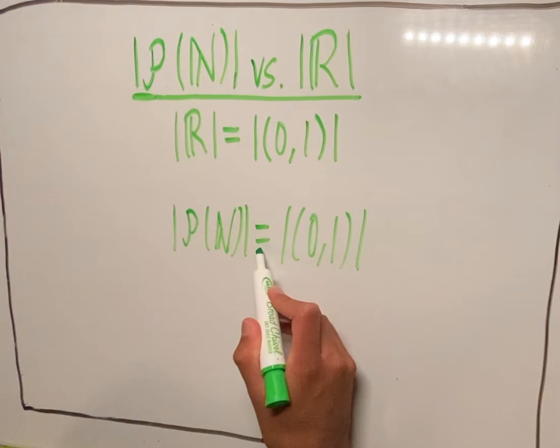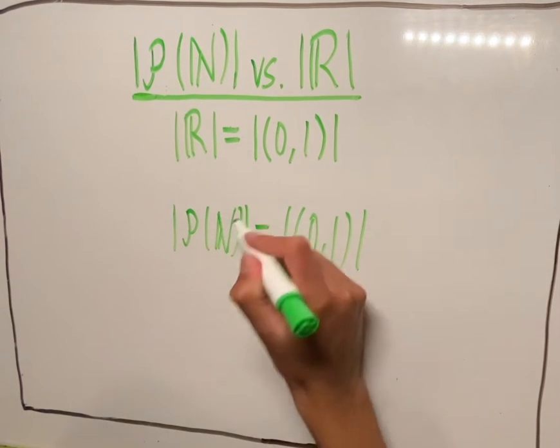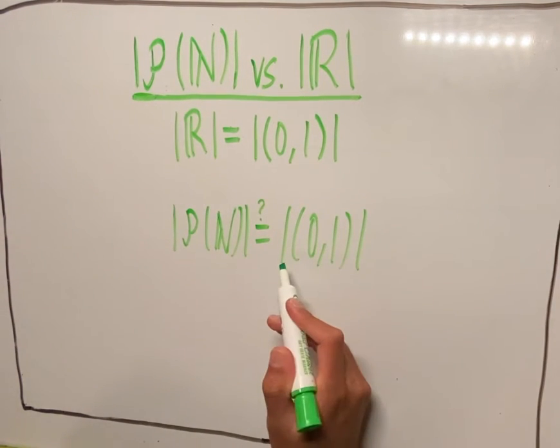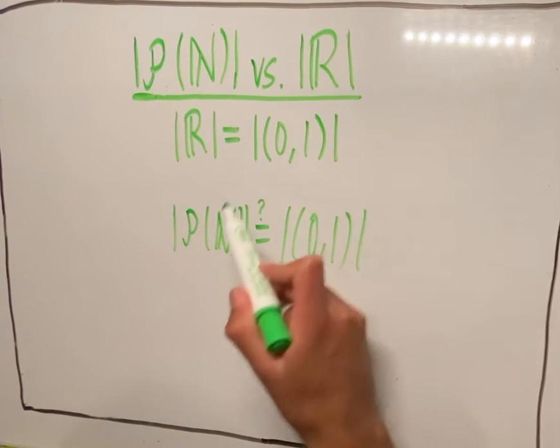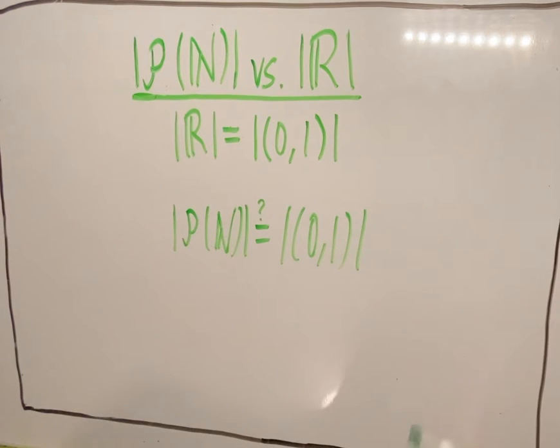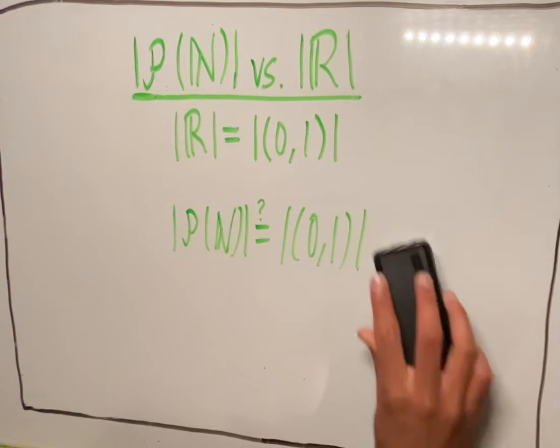And if this is equal, then, well, this is a question mark. If this is equal, then the power set of the naturals has the same cardinality as the reals as well, due to transitivity of equality. So now let's look into whether or not this is equal.